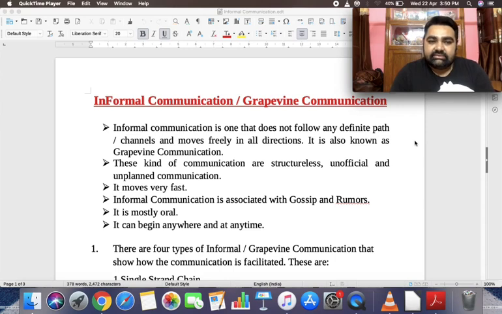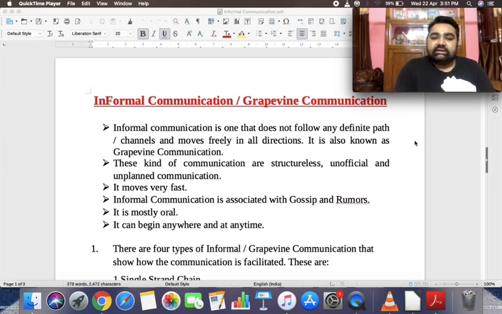So in exam, as informal communication is very common, the question usually comes that what do you mean by grapevine communication? So don't forget that both are same, and as it does not follow any kind of path, or you can say it doesn't have any kind of fixed channel or path, it can move freely in all directions. So you can say gossips or rumor are the part of informal communication, and it is well known that rumors spread like a fire.